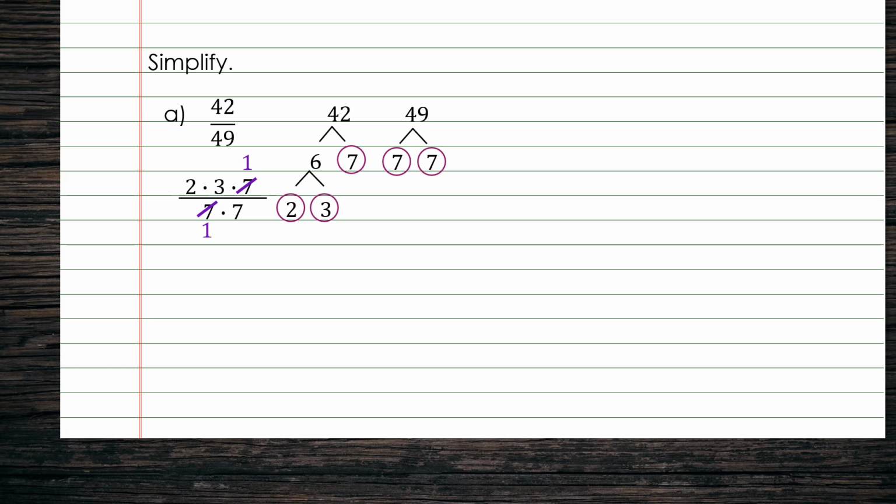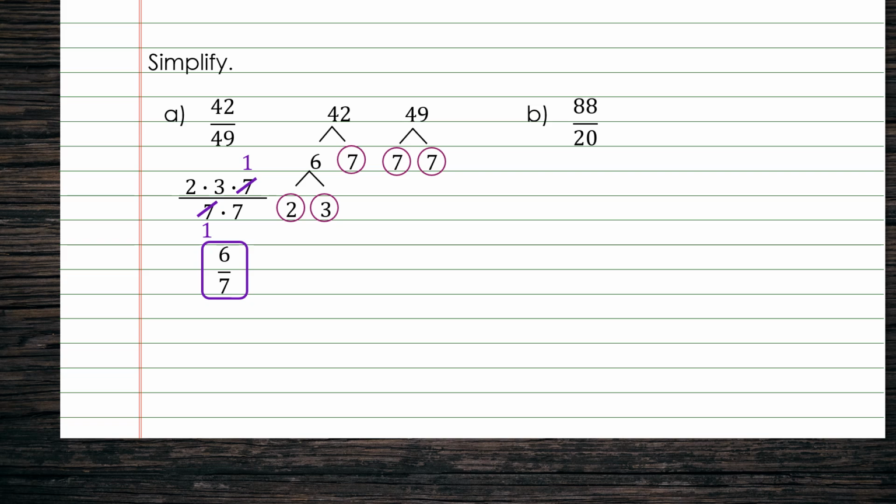Since there's no other common factors, this cannot reduce any further, so we're ready to put the fraction back together. And we do that by multiplying the remaining values. Again, in the top, 2 times 3 is 6, and in the bottom is 7 times 1. Let's look at another example.